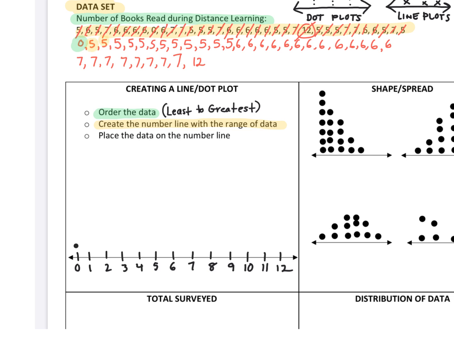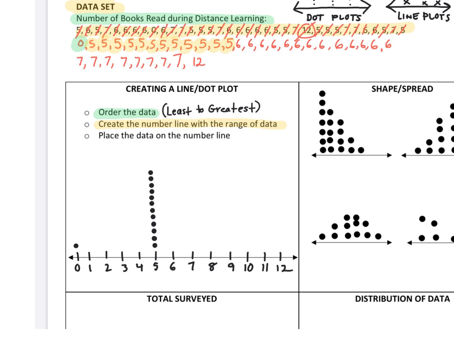I have 1, 2, 3, 4, 5, 6, 7, 8, 9, 10, 11, 12. I have 12 of them. So I have to put 12 dots on 5. So I go to 5 and I'm going to say I have 12 of them. I have 1, 2, 3, 4, 5, 6, 7, 8, 9, 10, 11, 12. Okay, let's do another one.